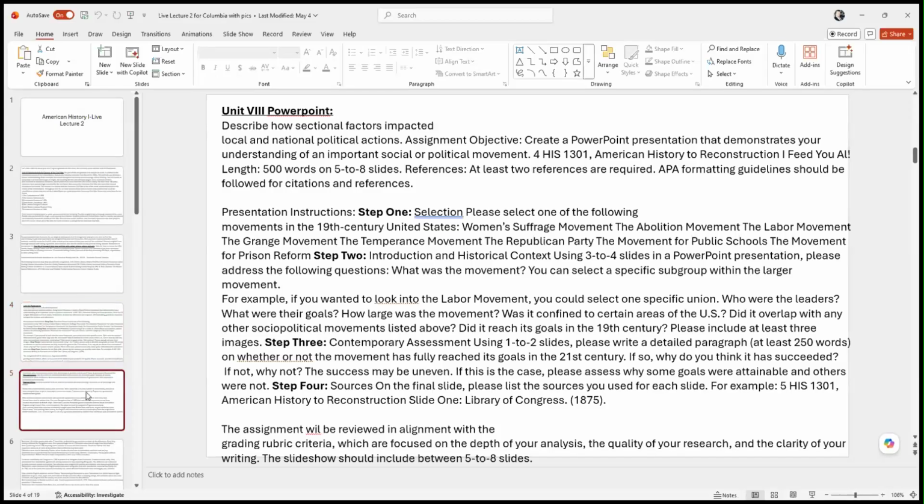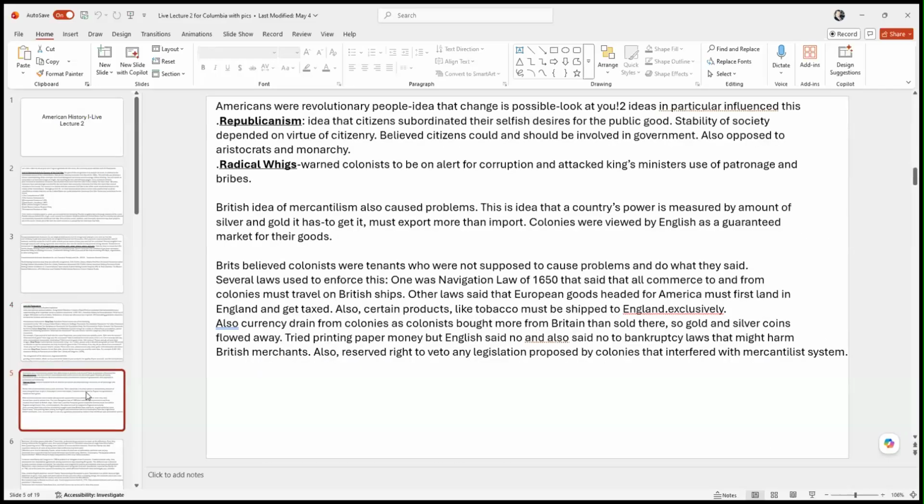I have a question. Do we have to put footnotes in our, in the Unit 7 or the Unit 8? Unit 8. You do not need to. Just put your references in the last slide. That'll be fine. Copy that. Thank you.